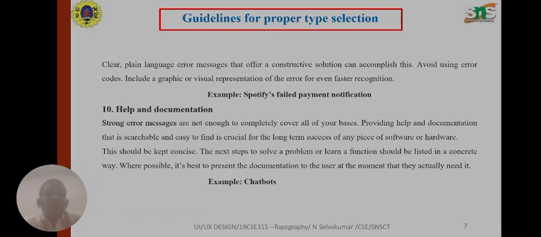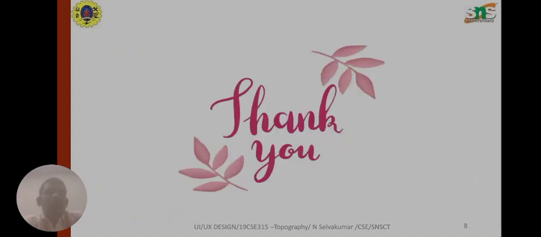Tenth, help and documentation. Strong error messages are not enough to completely cover all of your bases. Providing help and documentation that is searchable and easy to find is crucial for the long term success of any piece of software or hardware. The documentation should be concise, and the next steps to solve a problem or learn a function should be listed in a cognitive way. Example: chatbots.